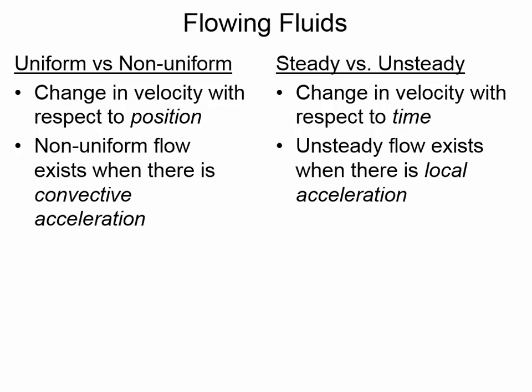Okay, so the next bullet point is talking about the kind of acceleration that causes either non-uniform flow or unsteady flow. It's convective acceleration, like the nozzle that we just looked at, that causes non-uniform flow. And if a fluid particle is experiencing unsteady flow, that's because of local acceleration. So we'll continue to compare and contrast, and then identify how these differences culminate in which equation we use to answer the question, what's the pressure at a certain location in the flow field?